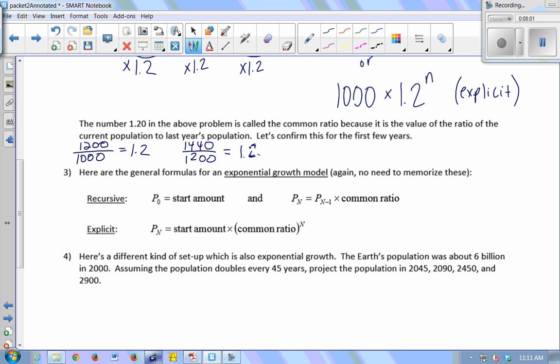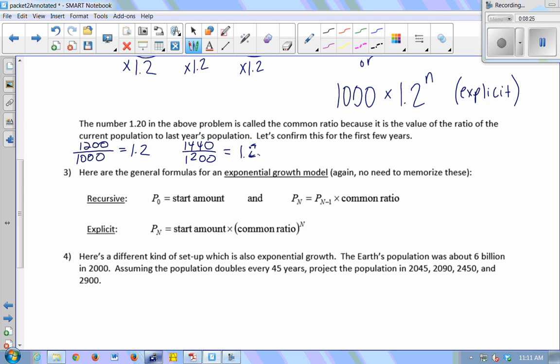All right, so these are the general formulas for exponential growth models. Again, just like with the linear, we just did a problem where I wrote the explicit and the recursive formula without knowing the general formulas. So you don't have to memorize these, but it could come in handy, right? Maybe you just like to have the security, having them on your cheat sheet for the test.